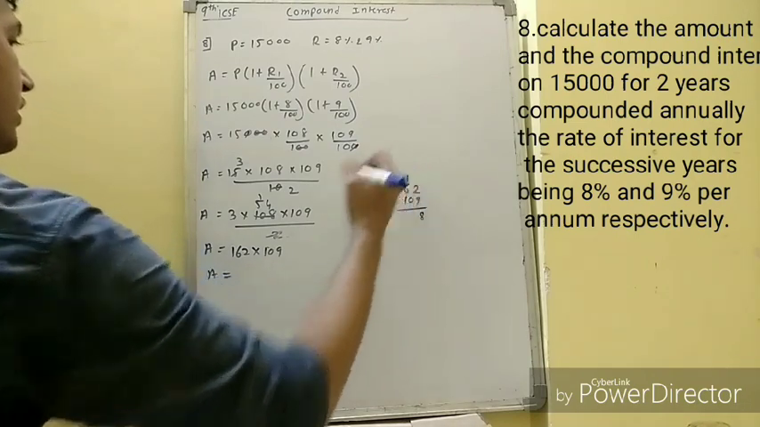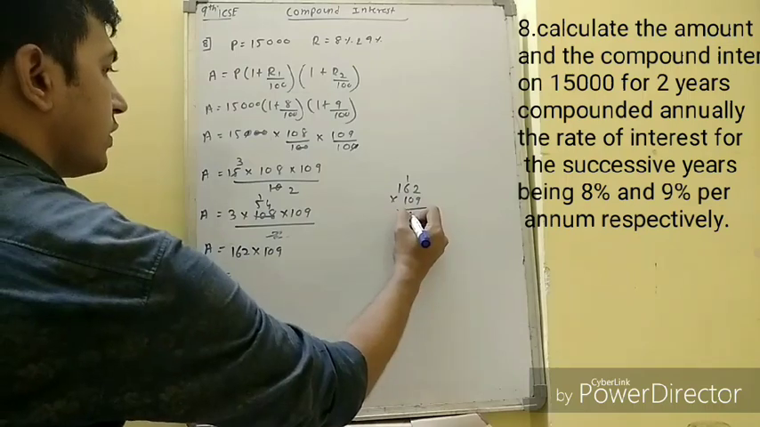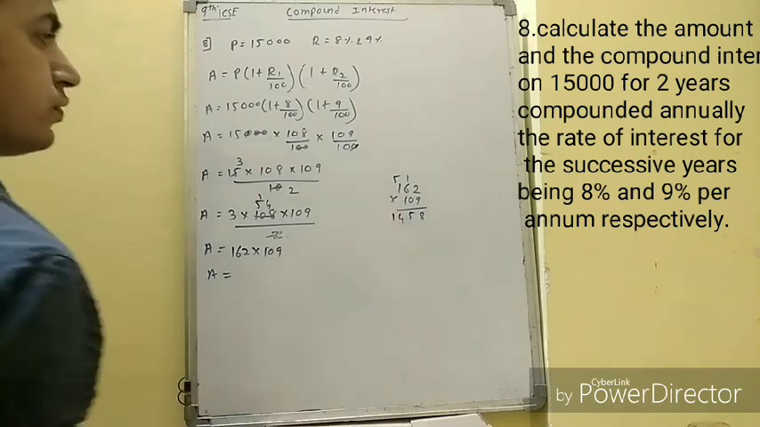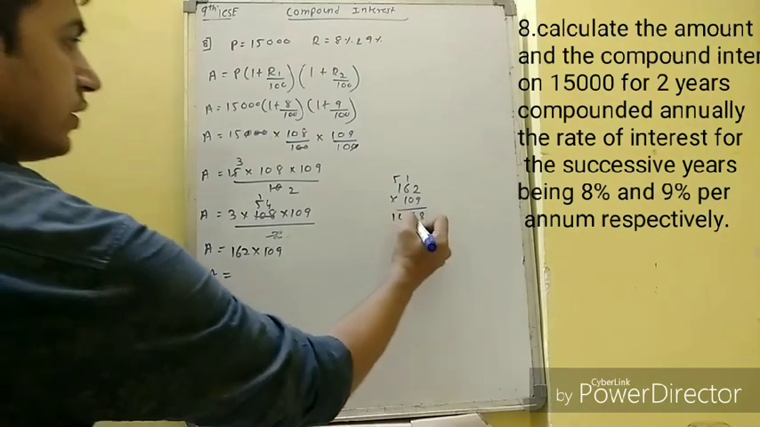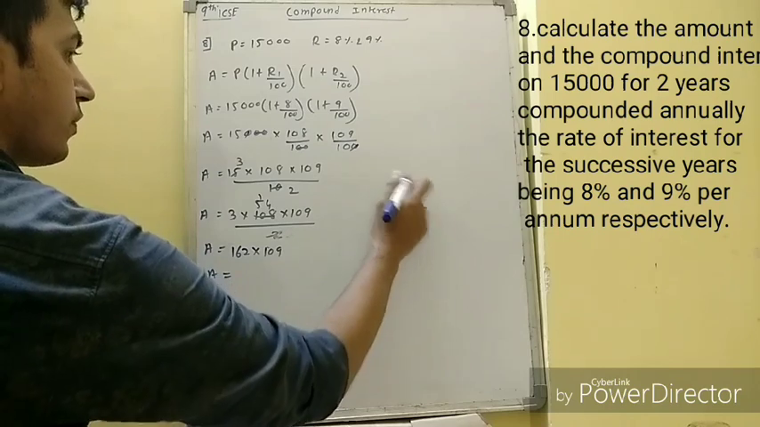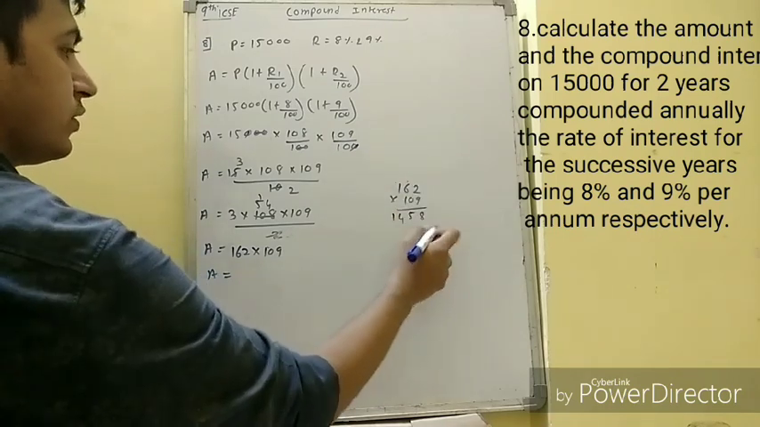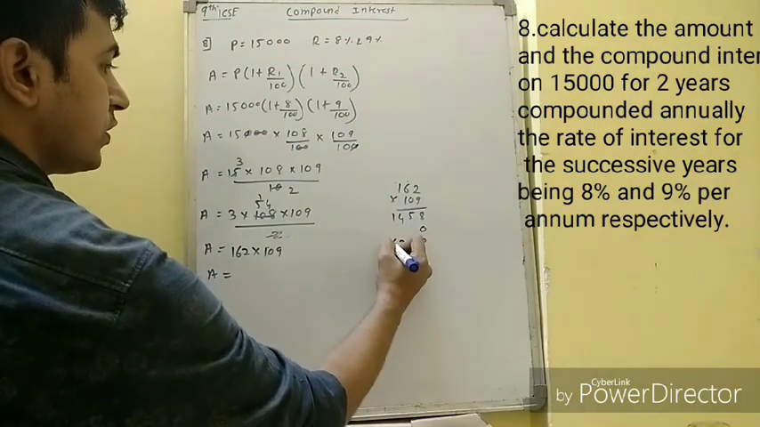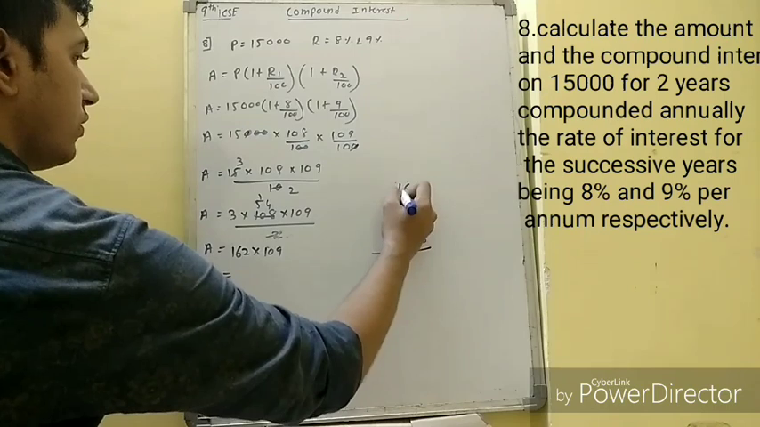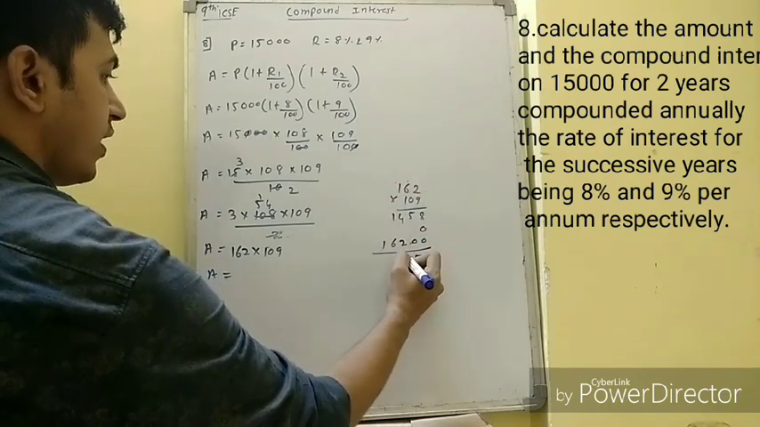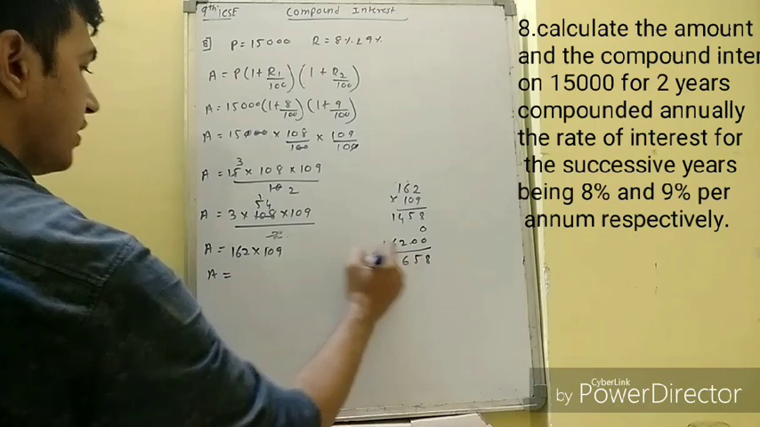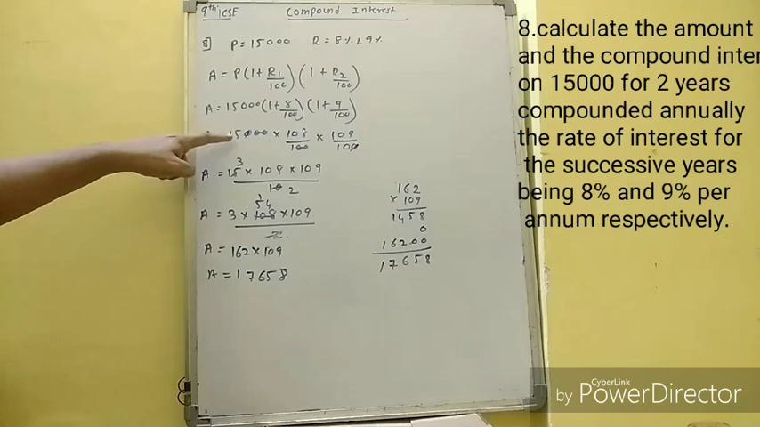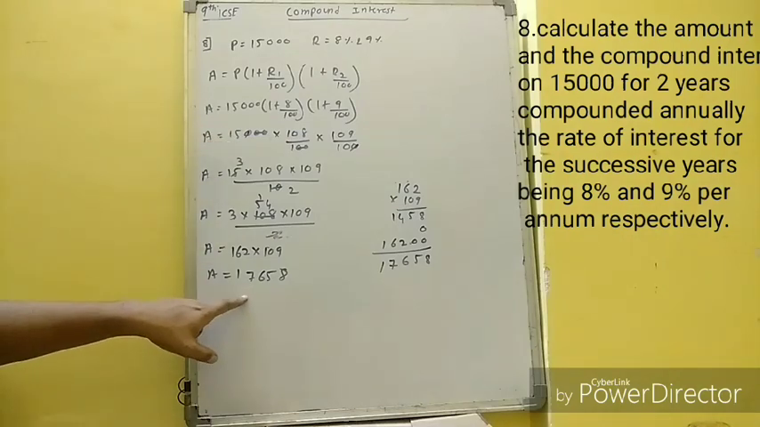9 twos are 18. 9 sixes are 54 plus 1, 55. 9 ones are 9 plus 5, 14. Okay, 0 over here. Then because 0 multiplies 0, so in the next step we will take 2 zeros. Now 2 6 1. Okay, 1 2 is 1 0. So we have 8 5 6 7 1. We have 1 7 6 5 8. So the 15,000 has amounted to 17,658.